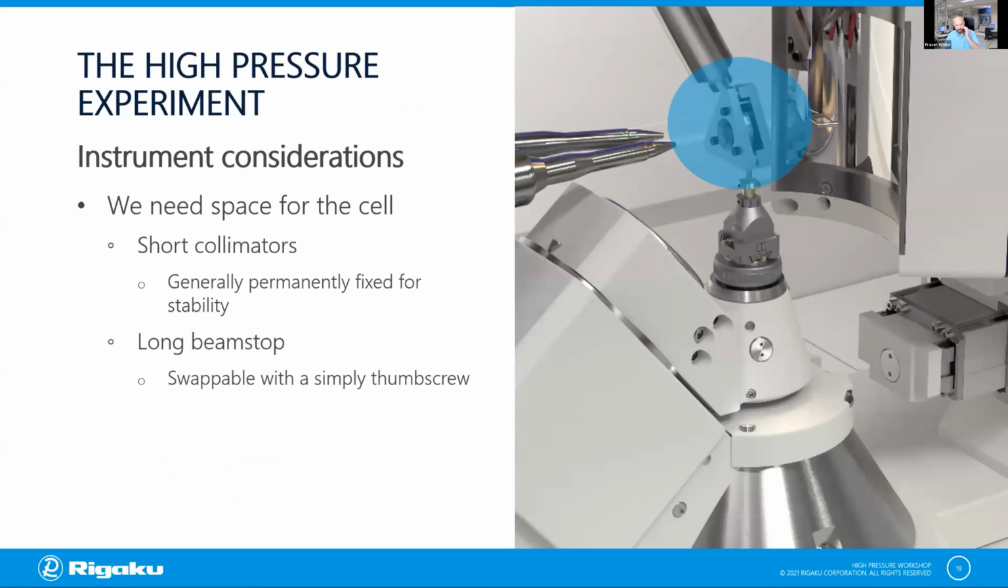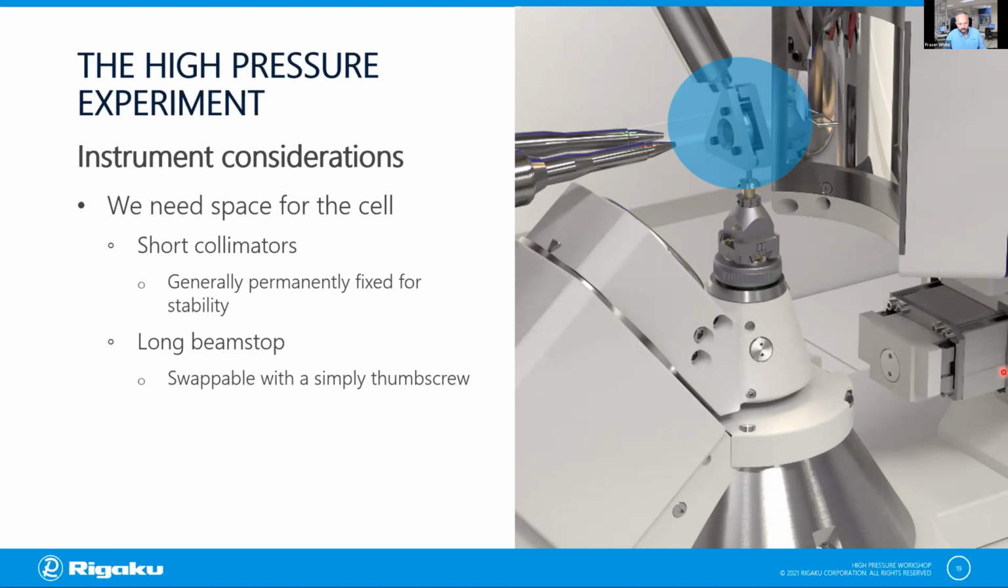So instrument considerations. If you're interested in getting into this and you haven't done anything yet so far, you'll need to know a few things. So the Diamond Anvil cells are a little bit bigger than your crystal is. Although the crystal sample sizes are the same, we have this extra body around here. So this blue area is trying to show you how much space we need to have created in order to accommodate this cell.